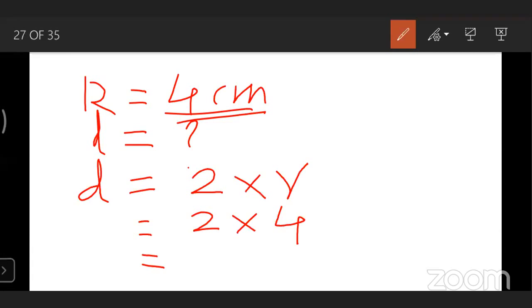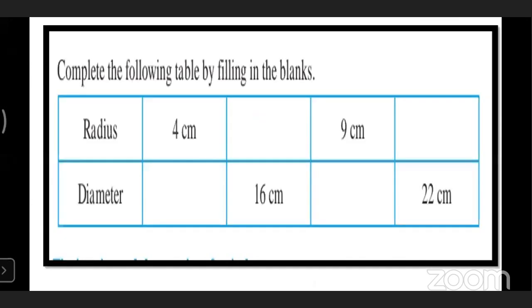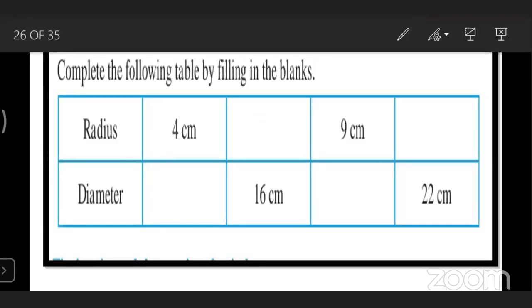8 centimeter. Very good. So what will be the diameter? 8 centimeter. So the diameter will be 8 centimeter. Is it clear? Yes. So what should I write down here in this box? 8. Only 8? What is the unit? Centimeter. Very good.